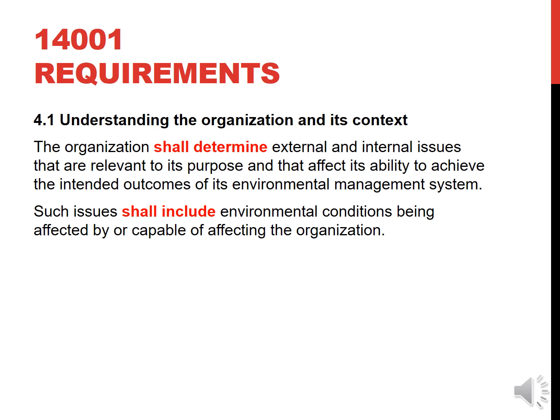So the first shall statement is that the organization shall determine external and internal issues that are relevant to its purpose and that affect its ability to achieve the intended outcomes of its environmental management system. We saw some of those issues before in a previous slide. And such issues shall include environmental conditions being affected by or capable of affecting the organization. We saw some in the guidance examples of some criteria for issues that should be included.